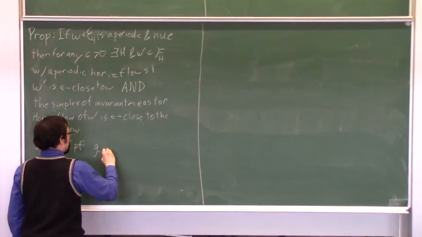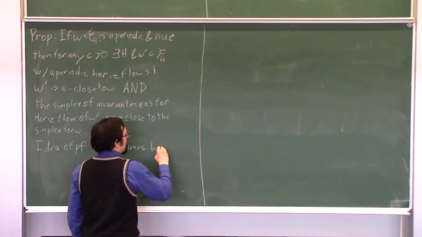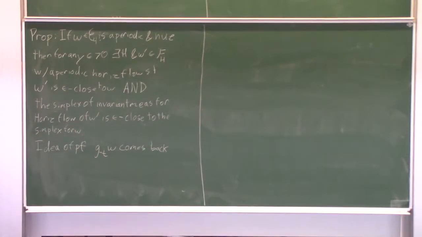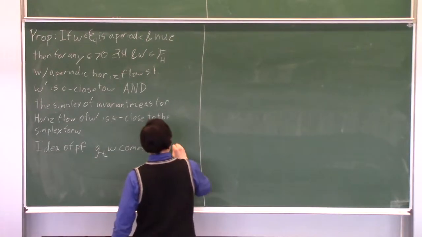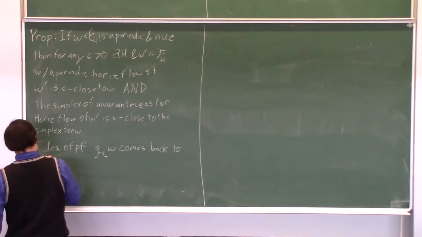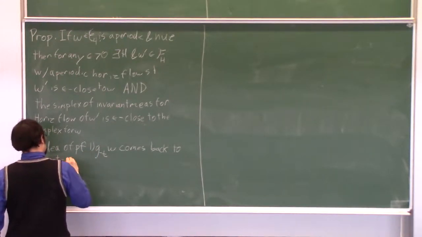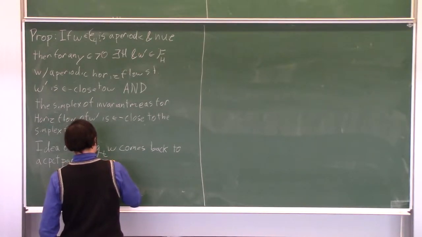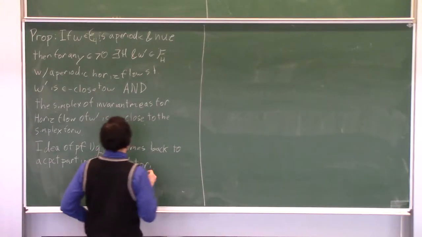g minus t omega comes back. Because I'm doing horizontal flow rather than vertical flow, I have to do minus t, and I'm doing horizontal flow, so it plays well with the horizontal horocycle. Yes. A choice had to be made. It comes back to the compact part in the space of tori. So it projects to this compact part in the space of tori.